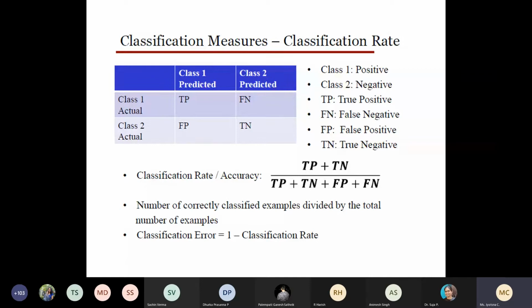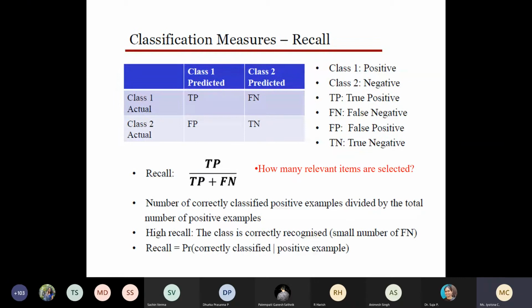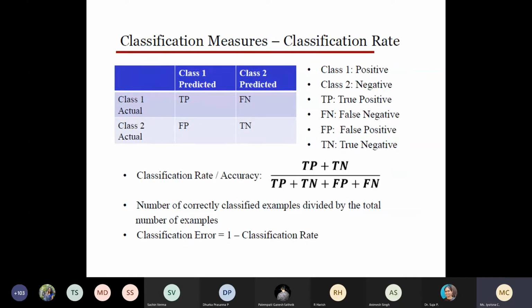One of the important performance measures is accuracy. What does accuracy tell us? How many you classified correctly, as a percentage. So TP plus TN divided by the total gives the accuracy, and if you want it in terms of percentage, you multiply by 100. What will be the classification error? 1 minus the classification rate or accuracy gives the classification error. This is a commonly used performance measure, the accuracy, and the error we can find by subtracting it from 1.